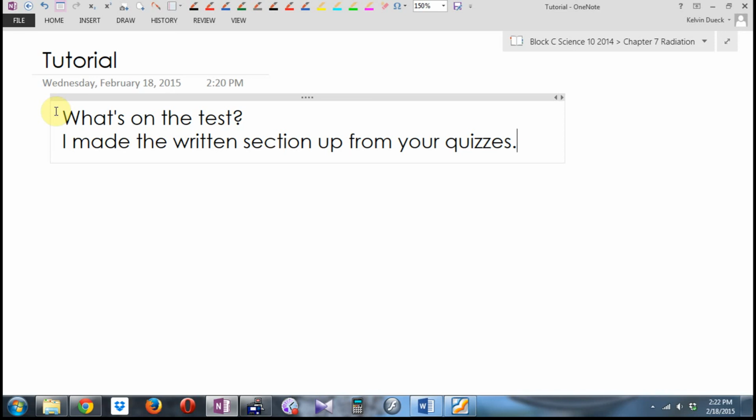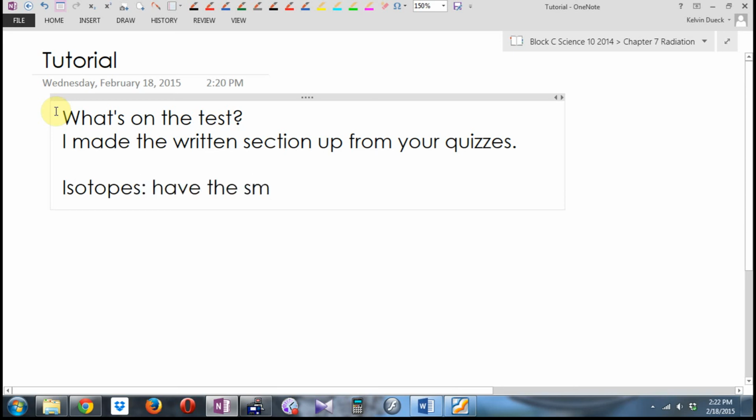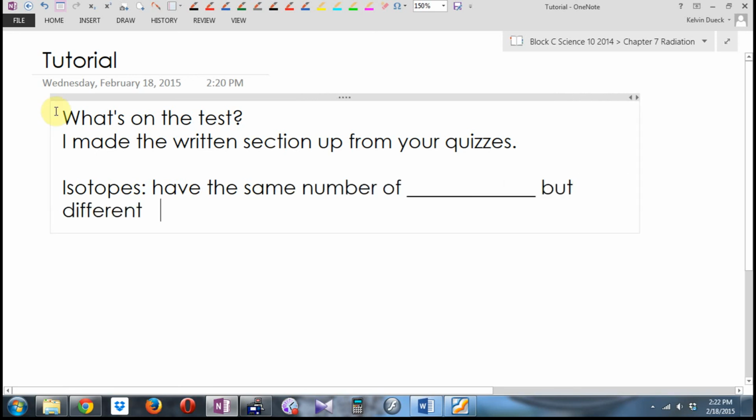Okay? So what do you need to know how to do? Some key ideas. What can you tell me about an isotope? Isotopes have the same number of, but different numbers of, what goes in the blank?